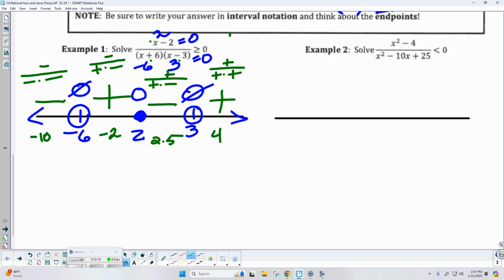Now remember, the sign chart is telling you what's happening graphically. What does it actually mean when I get a plus or a minus? What's that telling me about the graph?